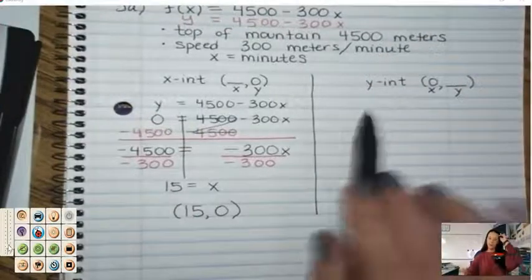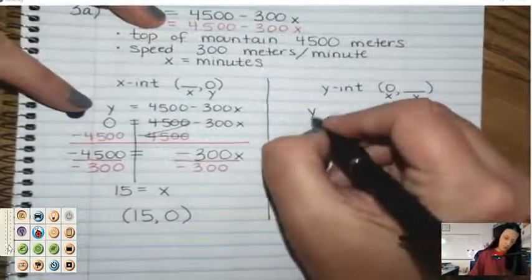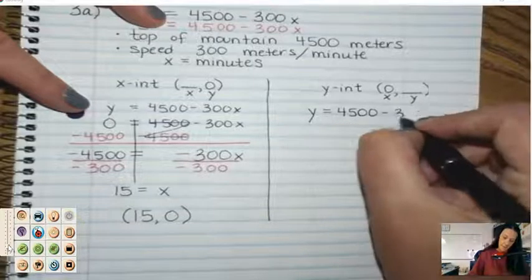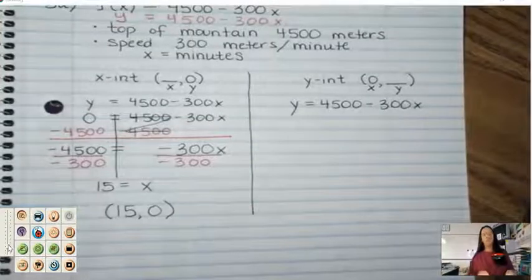Okay, we're going to do the same thing now to find the y-intercept. So the original equation is y equals 4,500 minus 300x. But now we're going to substitute in 0 for x.